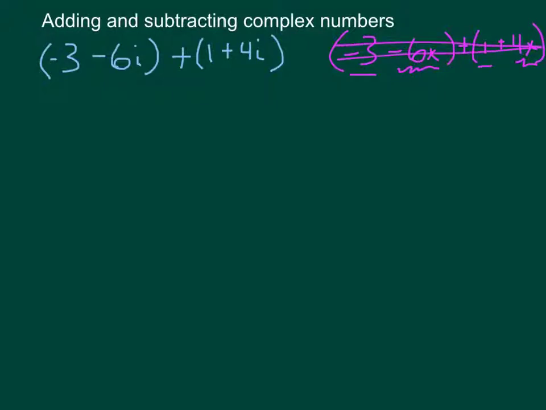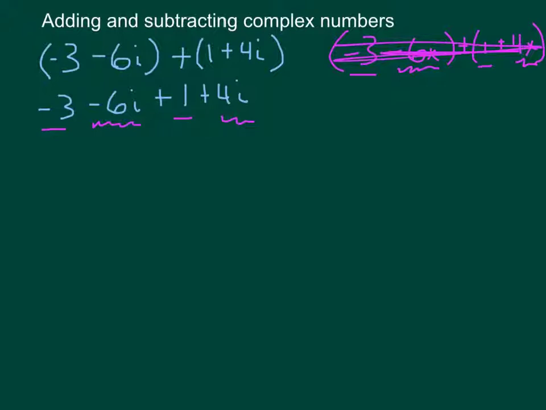So let's go back, just cross that one out for a moment. Let's go back to our original problem here. Alright, so I've got this one written, and I've got a lot of parentheses, but there's an addition sign in between. So all I'm going to do is rewrite this one without the parentheses. So I've got negative 3 minus 6i plus 1 plus 4i. Okay, now I have to determine which one of these I can combine. I see that my negative 6i and my 4i I can combine, and my negative 3 and my 1 I can combine.